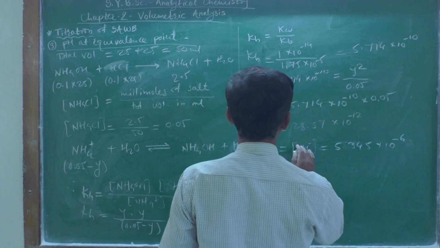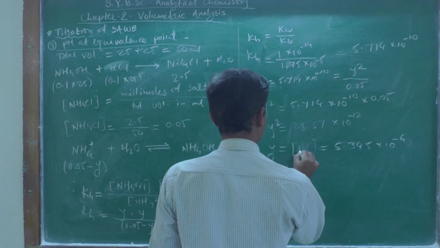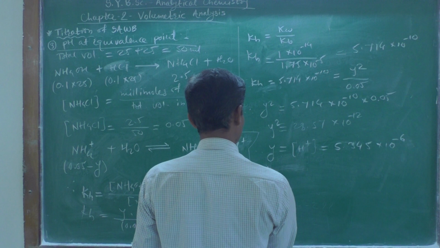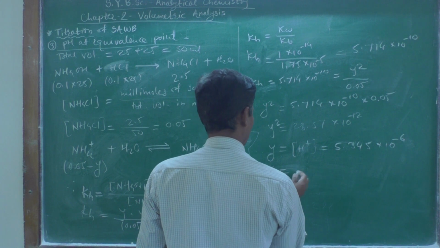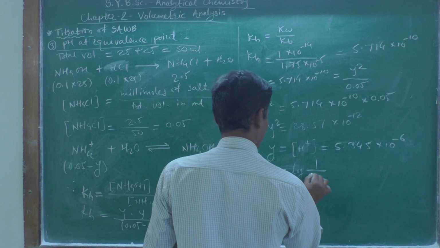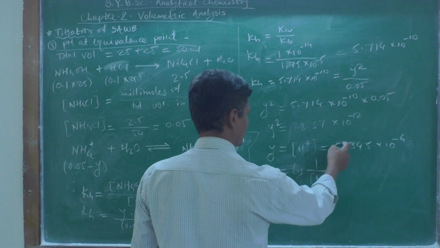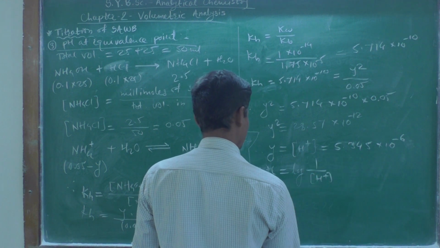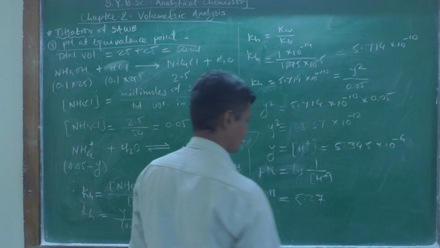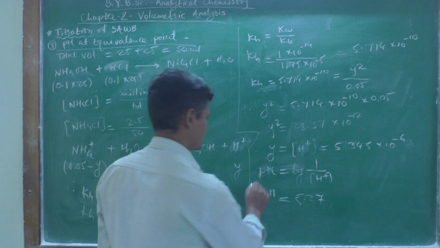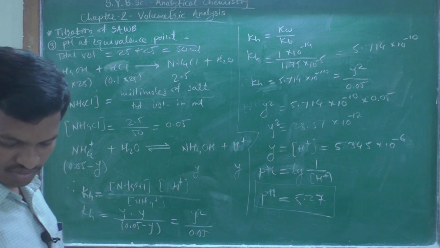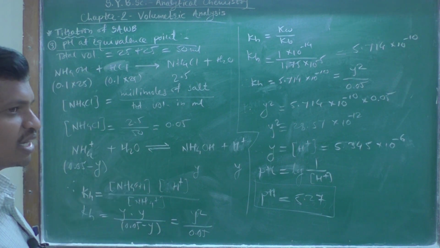Y is equal to the concentration of H plus, and hence we directly get the pH of the solution. So pH of the solution is equal to log to the base 10 of 1 upon the H plus ion concentration. So put the value of this H plus ion concentration in this equation, you will get the pH of the solution, and the pH of the solution is 5.27. Yes, this is the pH at the equivalence point of the titration. Some lengthy process is there, you have to keep it in mind stepwise.